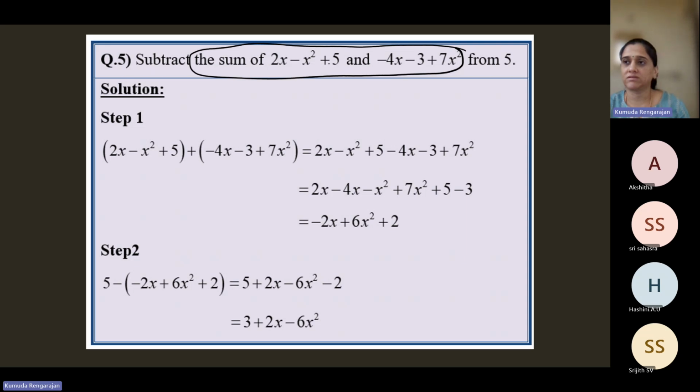No, look at the board, Navneet. Subtract the sum of these two expressions from 5. So add these two expressions. Get the answer. And then 5 minus this answer. Because subtract from 5. So 5 minus this answer.